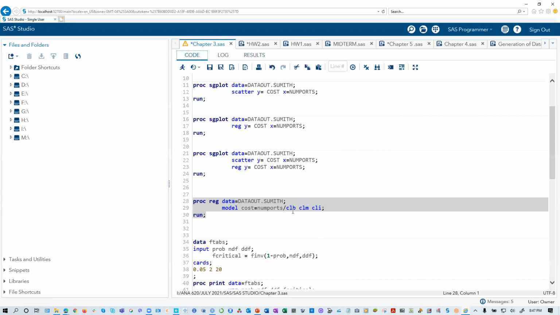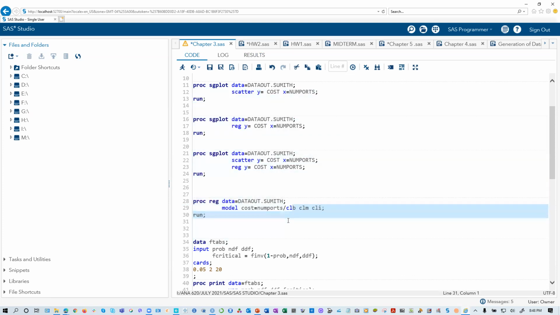I have a confidence level. CL stands for the confidence level. I have three types of confidence intervals: one for B values, one for the mean value, one for individual values. Sometimes you are interested in the confidence interval for your parameters. This is a confidence interval for beta naught and beta 1.